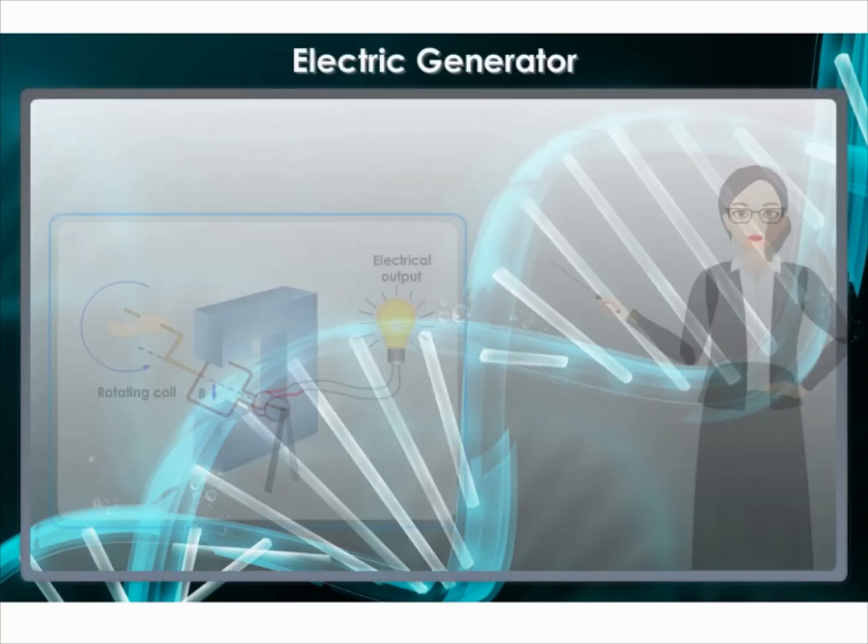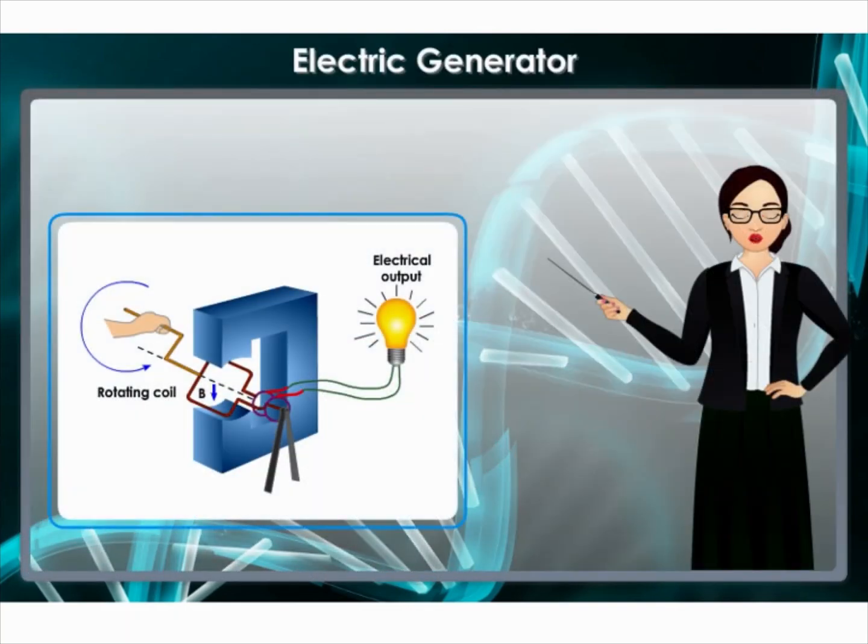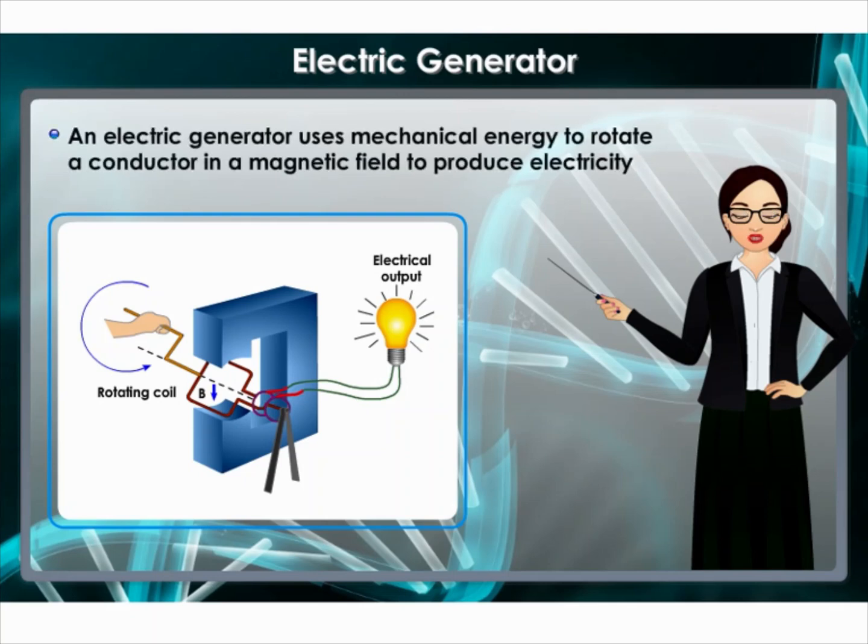Electric generator. Based on the phenomenon of electromagnetic induction, the experiments studied above generate induced current, which is usually very small. This principle is also employed to produce large currents for use in homes and industry. In an electric generator, mechanical energy is used to rotate a conductor in a magnetic field to produce electricity.